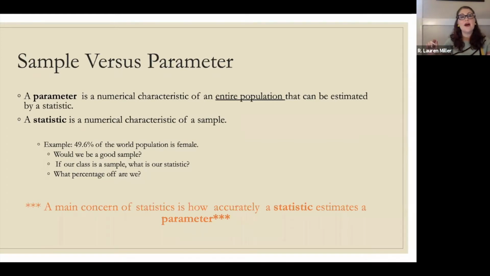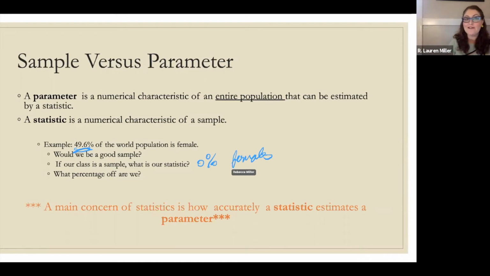So for example, I've been misquoting my own statistic. Okay, 49.6% of the world's population is female. Would this class be a good sample? No. At the time I'm teaching this course, everyone in the class is male. So if our class was a sample, our statistic would be 0%. 0% females in this course.